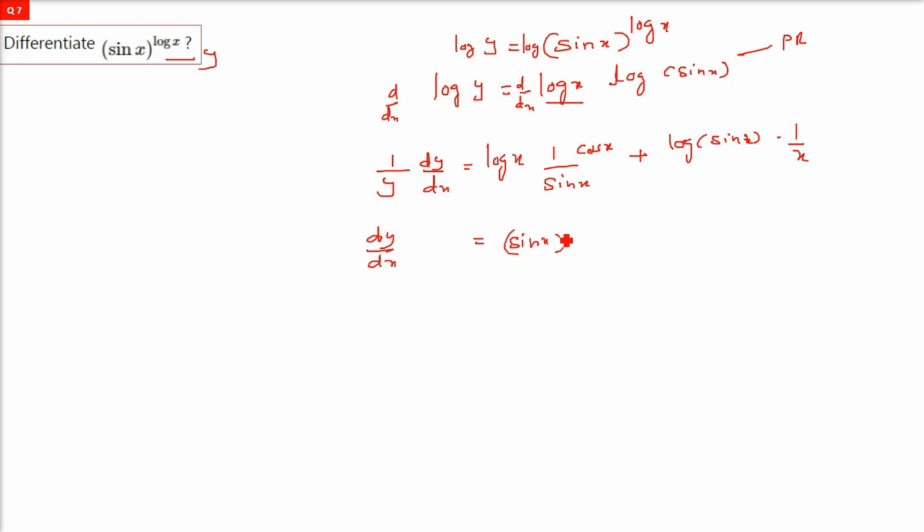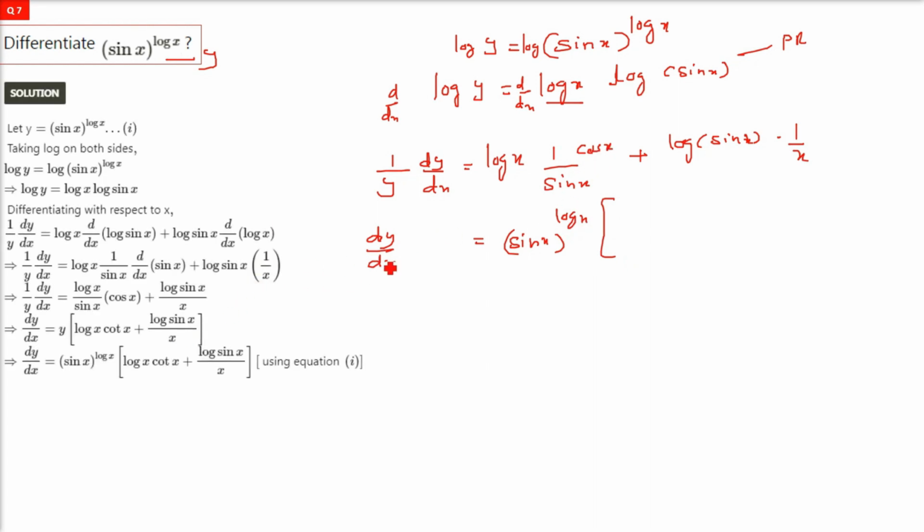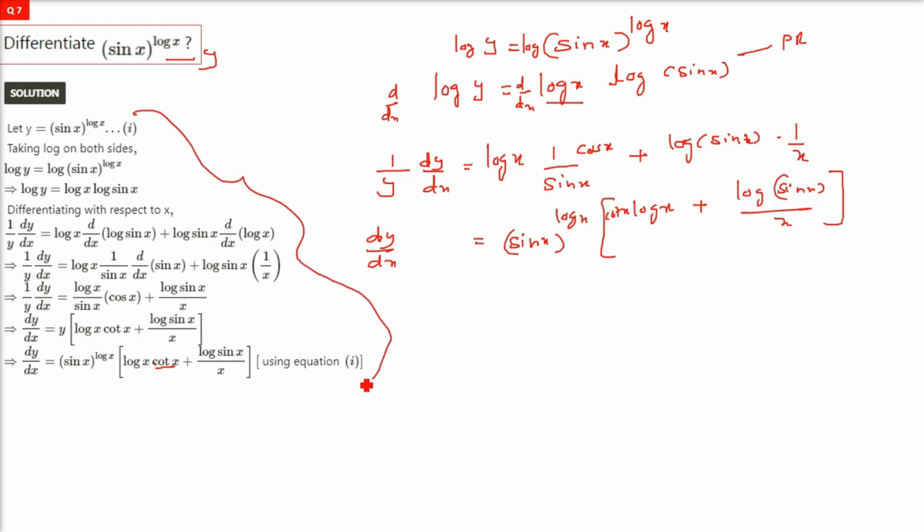So dy by dx will be equal to, y we will take on the right hand side. So we have this sin x to the power log x, which is y, and cos by sin is cot, so it will be cot x log x. So we have log x, cot x we can write in front, because otherwise it will be seen like log x cot x. So cot x is inside log, that's why. Plus log sin x divided by x. So this is your final answer. This is how you are going to write. Whatever I have been saying, taking log on both sides, differentiating, all this you have to write.